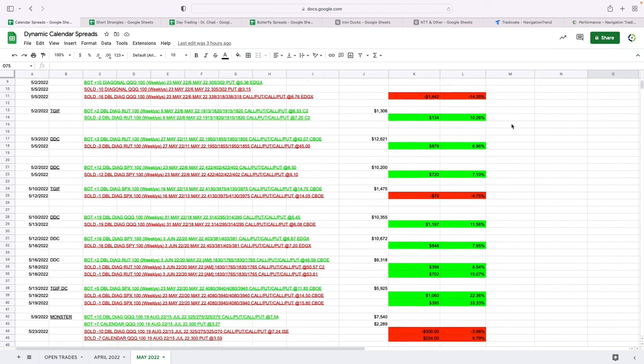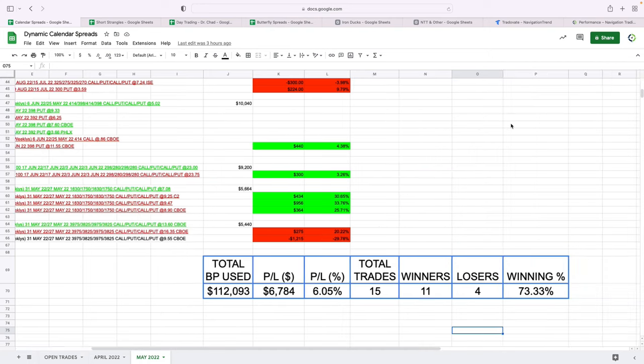You can see as we go down here, I'll go down to the total. So total P&L on our calendar trades, a little over $6,700 for the month of May, for a total profit percentage of over 6% return on capital used. Our max risk or capital use total for all trades for the month of May was over $112,000.